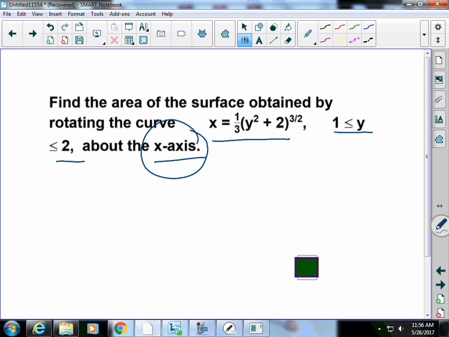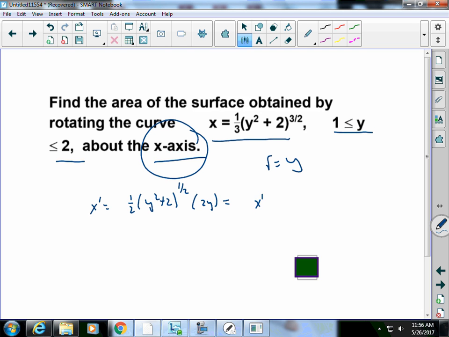So if we're in terms of y going around the x-axis, my r is equal to y. But I still need to know what x prime is. So x prime is equal to, I had 3 halves, so that becomes 1 half times y squared plus 2 to the 3 halves. Decrement that by 1. The derivative of the inside is 2y.